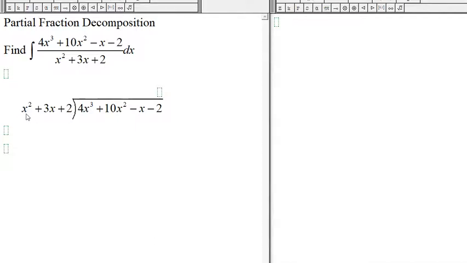And so to divide polynomials, first we'll divide x squared into 4x to the third. So 4x to the third divided by x squared will give us 4x. And so the 4x, we place it right here.